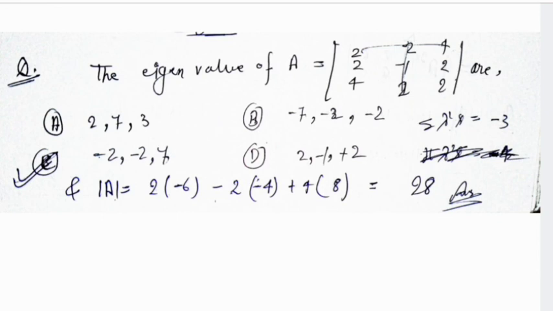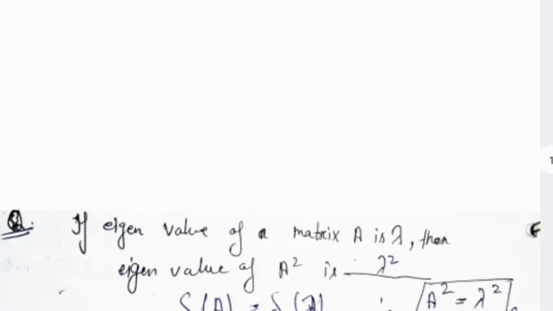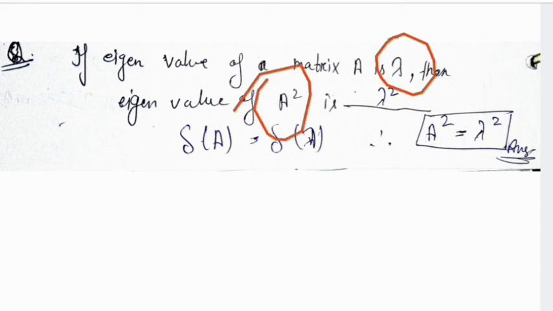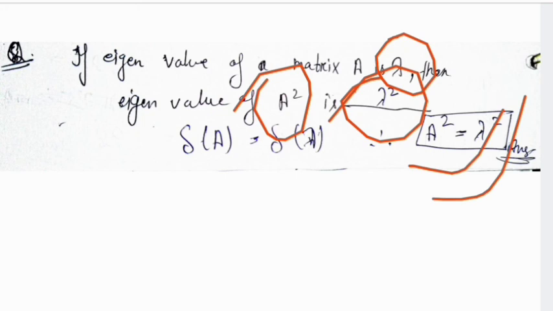Now come to the next question here. If the eigenvalue of the matrix A is lambda, then the eigenvalue of A square is? So we know that using the Cayley-Hamilton theorem, if the eigenvalue of A is lambda, then the eigenvalue of A square is always lambda square. So lambda square is your correct answer.